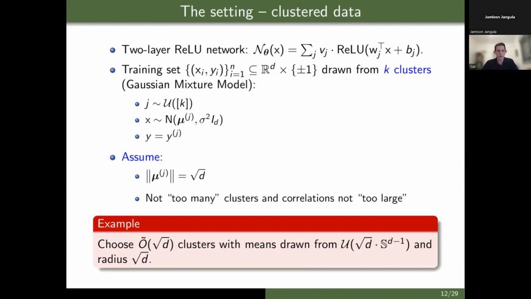Suppose that we have at most square root of d clusters, and that we think about each cluster mean as being a random vector on the sphere of radius square root of d. And suppose also that the radius of each cluster is square root of d, which means that the radius of each cluster roughly equals the norm of the cluster mean. Okay, so in this case, with high probability, our assumptions will hold. And therefore, when I discuss the results, we can just think about this example where we have at most square root of d random clusters on the sphere.